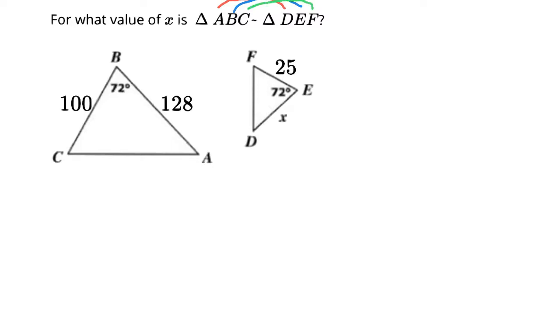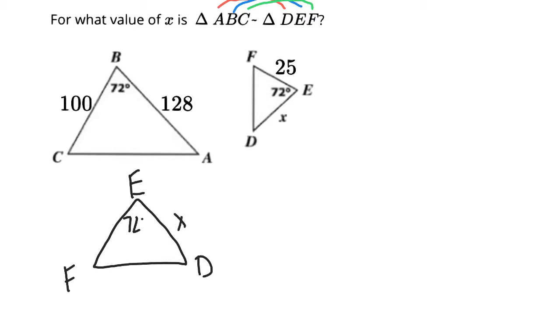Oftentimes people like to take the two figures and turn them or rotate them or reflect them so that they are facing the same direction. So that's what I'm going to do with triangle DEF. I'm going to take triangle DEF and redraw it so that angle A and angle D are in the same location, angle B and angle E are in the same location, and then angle C and angle F are in the same location. So if I do that, I'm going to label my angle 72 degrees, and then I'll also label my x and my 25.